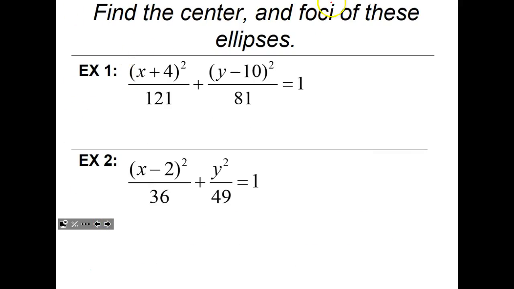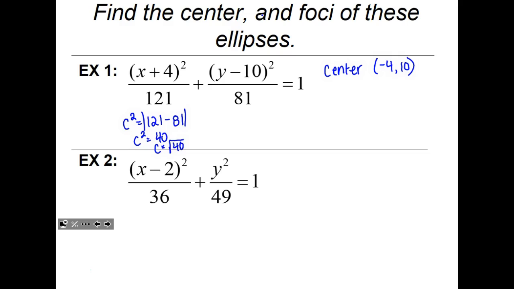So for this, I'm finding the center and foci for these ellipses. So for number 1, the center, which hopefully we're good at finding by now, is (-4, 10). And to find the foci, I'm going to do c squared equals 121 minus 81. And 121 minus 81 is going to be 40. So my c is the square root of 40. I guess I should have absolute value bars there, but I didn't need them anyway because 40 is positive for this.